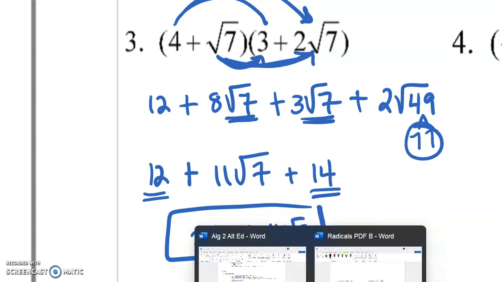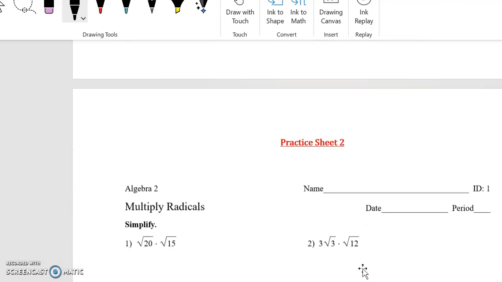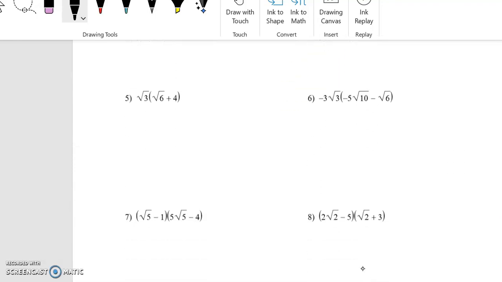And you'll want to go back to PDF B and now go back and practice on practice 2. And you should have some of those at the bottom down here, like 7 and 8. And we'll go over those.